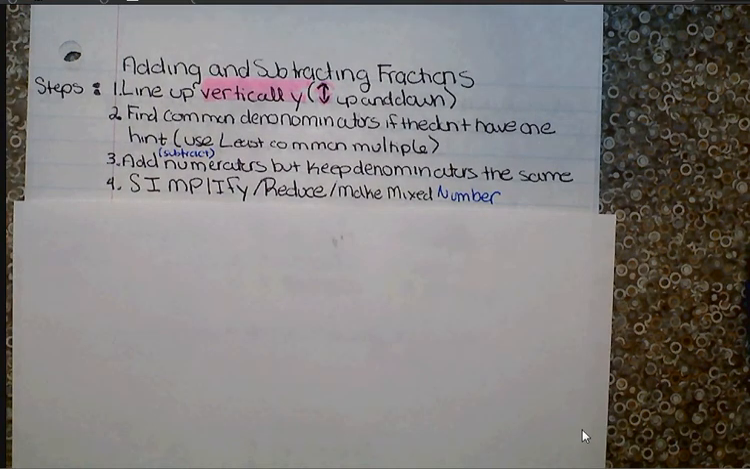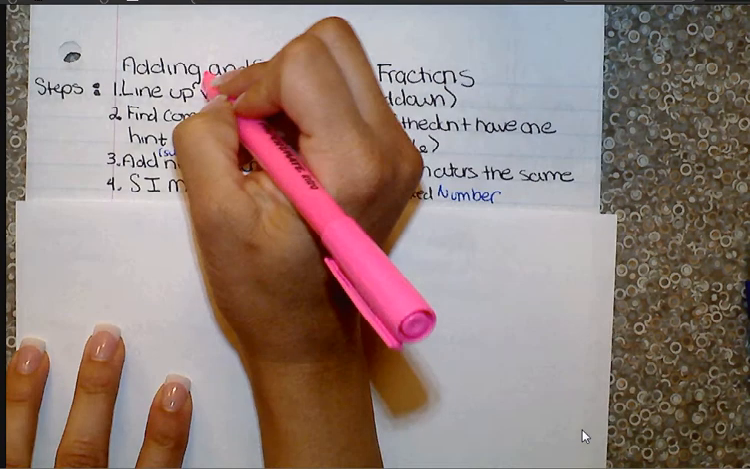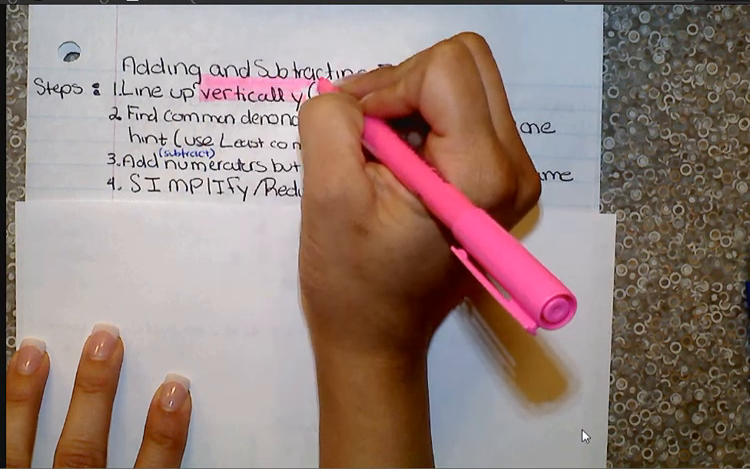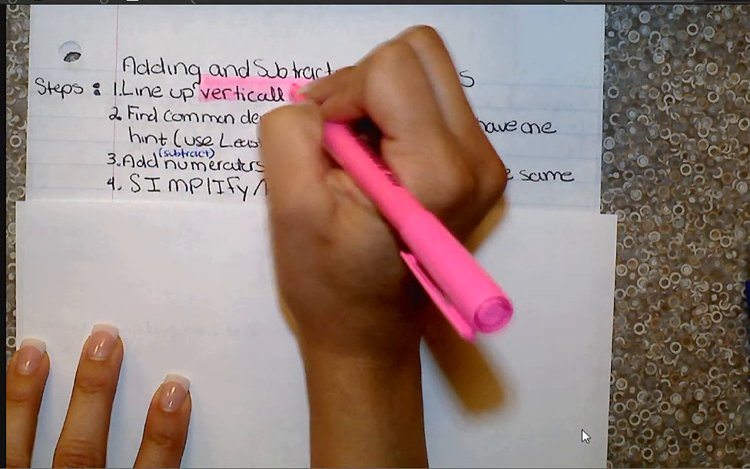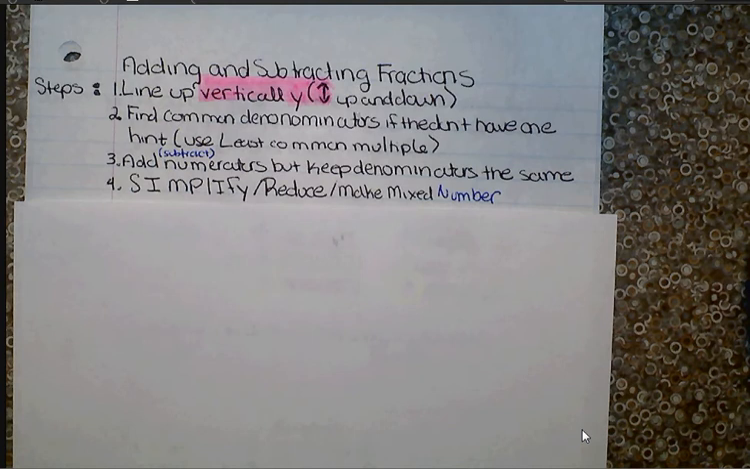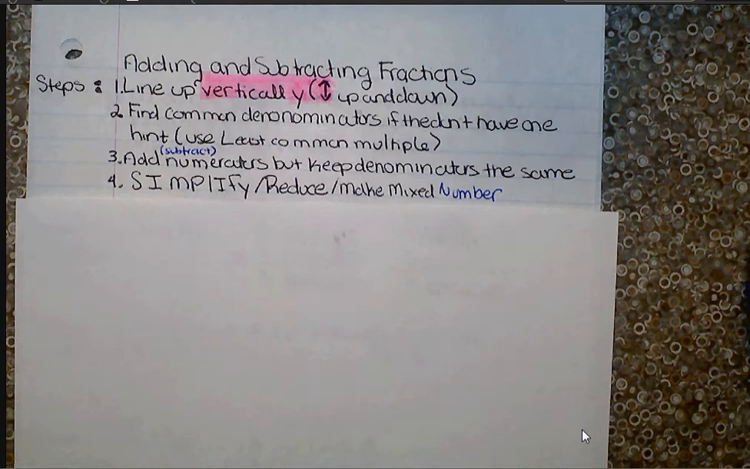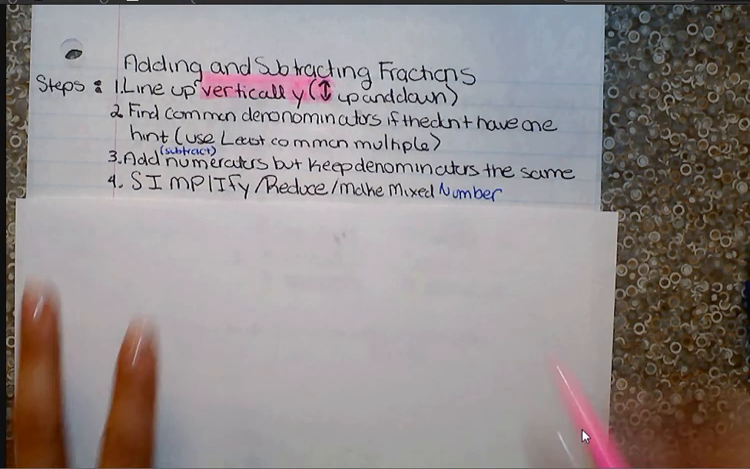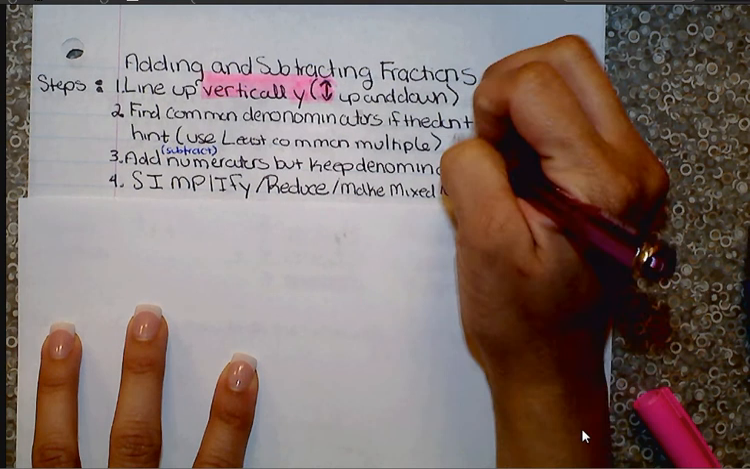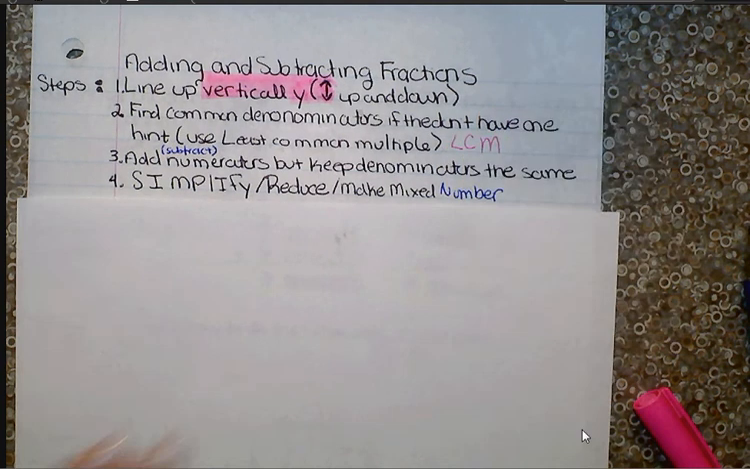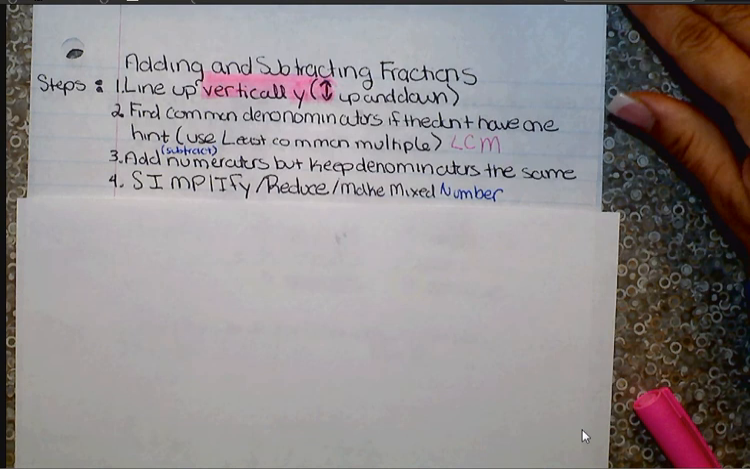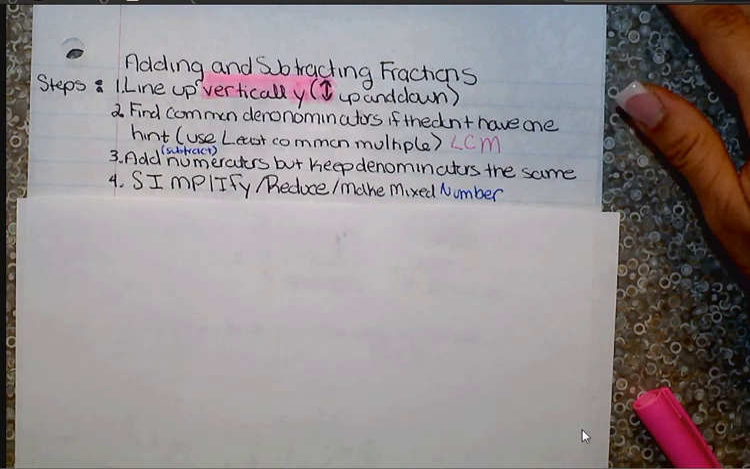The first thing you're going to do is line them up vertically. What does vertically mean? Up and down. And if you still don't get it, I'm going to show you here in a minute again. Then you're going to find a common denominator. And if they don't have one, hint, hint, you need to use the least common multiple. You're going to use your LCM. So you might have to go back to your notes and see what that is. But I'll show you an example here in a minute.